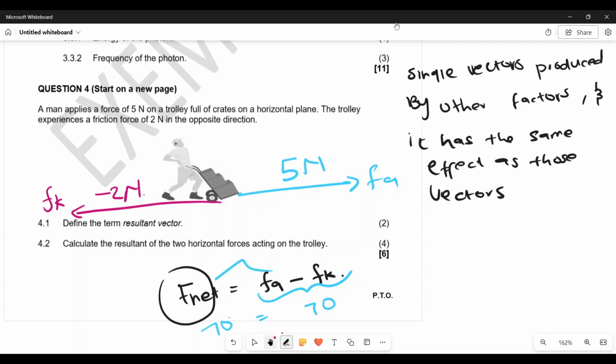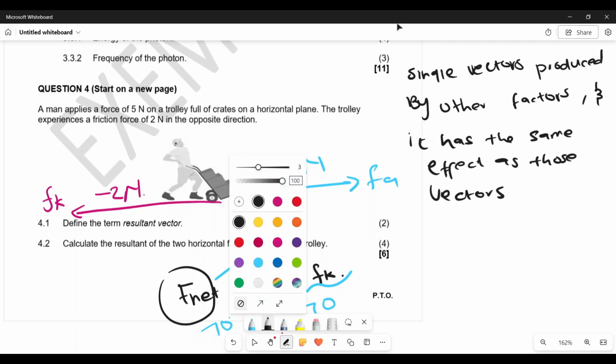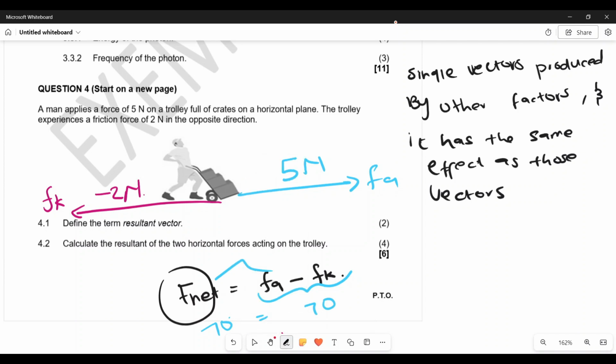So now, answering the preceding question, calculate the resultant of the two horizontal forces acting on the trolley. Now, these are the two forces, right? We need to calculate our resultant force, which is our F net. I've already written down the formula. Our force applied is going to be positive, and our friction is going to be negative. These are the only two horizontal forces we have.